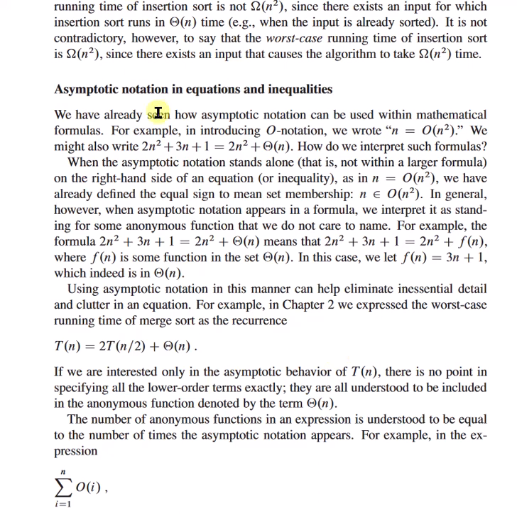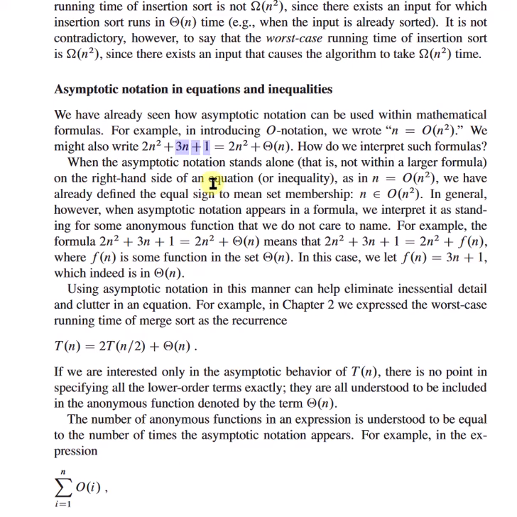Asymptotic notation in equations and inequalities. We have already seen how asymptotic notation can be used within mathematical formulas. For example, in introducing big O notation, we wrote n equal to big O of n square. We might also write 2n square plus 3n plus 1 equal to 2n square plus theta of n. So this part got replaced by theta of n.